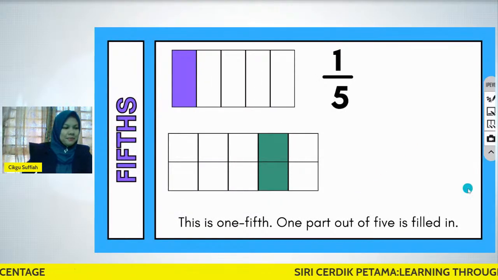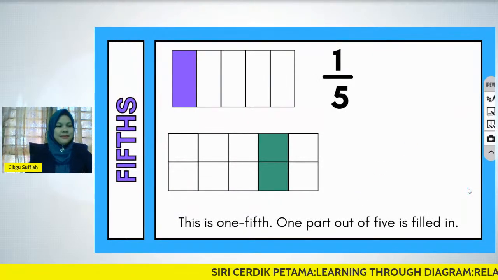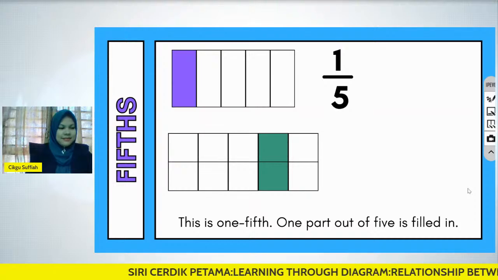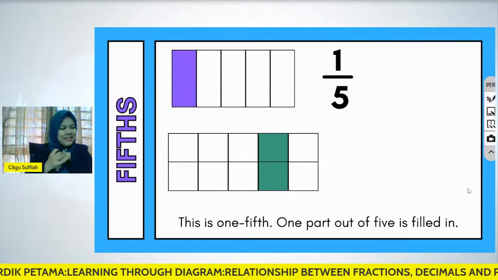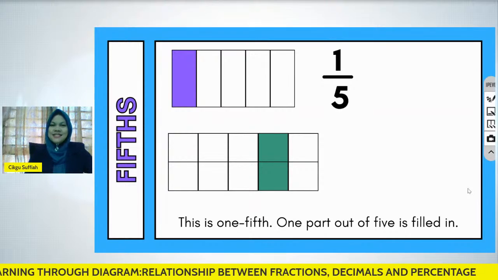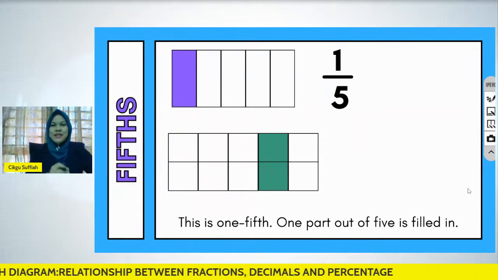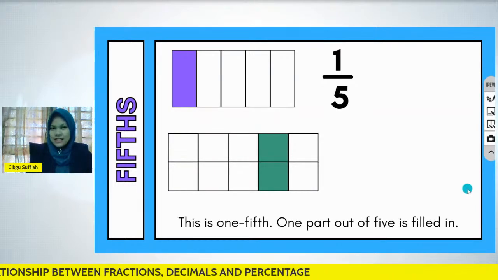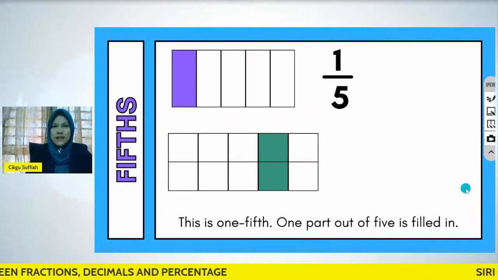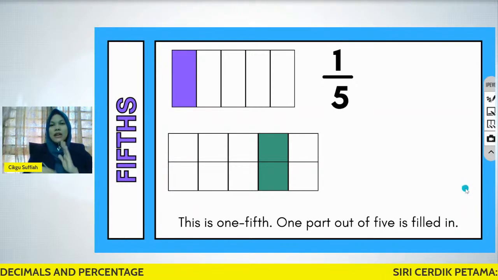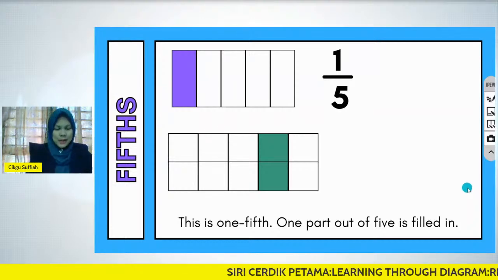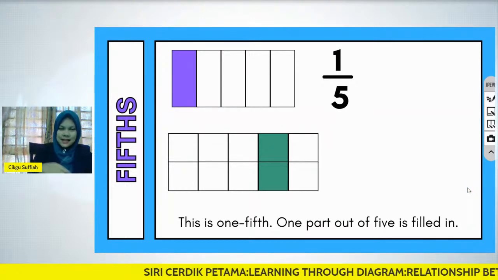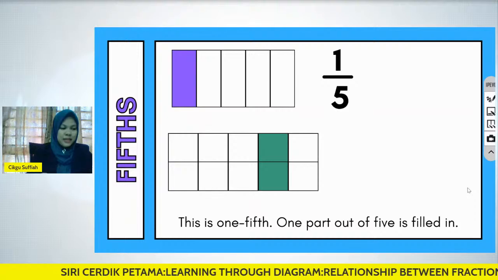Okay, next. All right, what can you see here? First diagram, I already wrote down the fraction for you, which is 1 over 5, or 1 part out of 5 equal parts. But how about the second diagram? Can you write down the fraction for me?